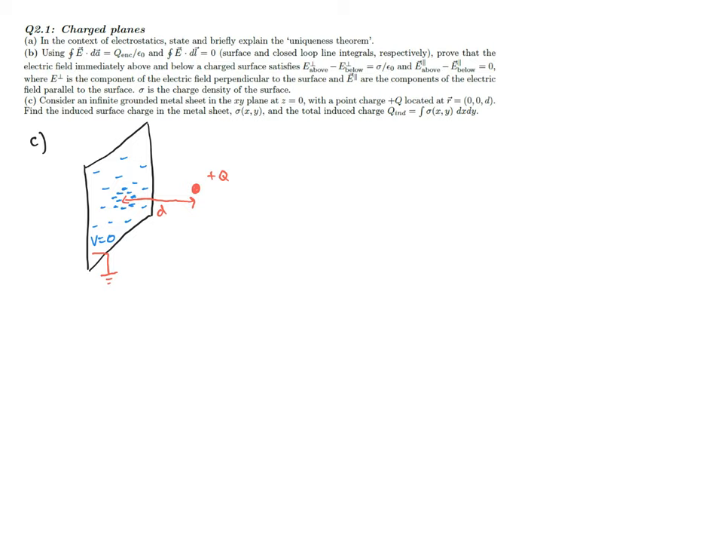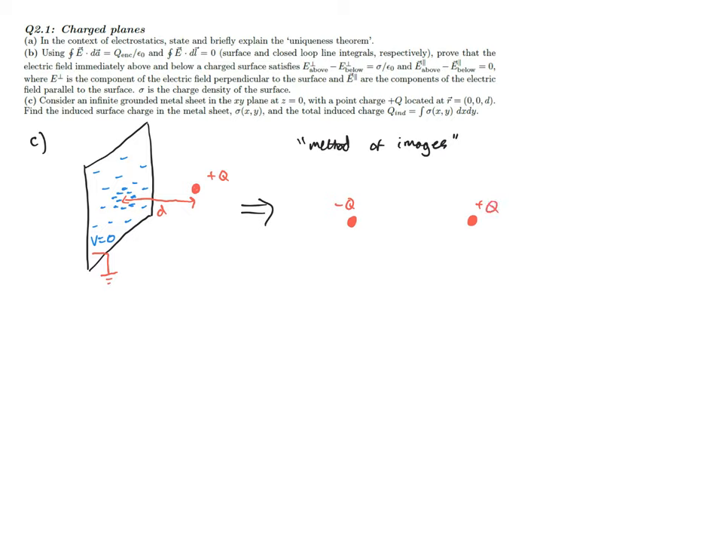However, we can utilise the method of images, which is nothing more than an application of the uniqueness theorem. In the method of images, we replace this physical system by a fictitious system. The fictitious system is two point charges, one with a charge minus Q and one with a charge plus Q.